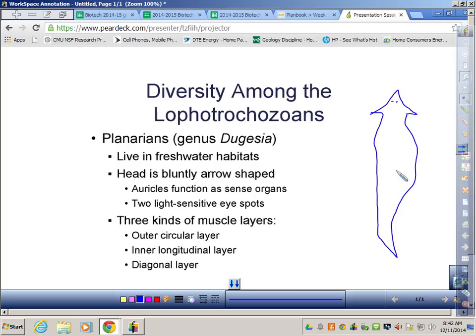The cool thing about planaria is you can cut them in half. And guess what they do? They grow into two. They're freaky little things, right?